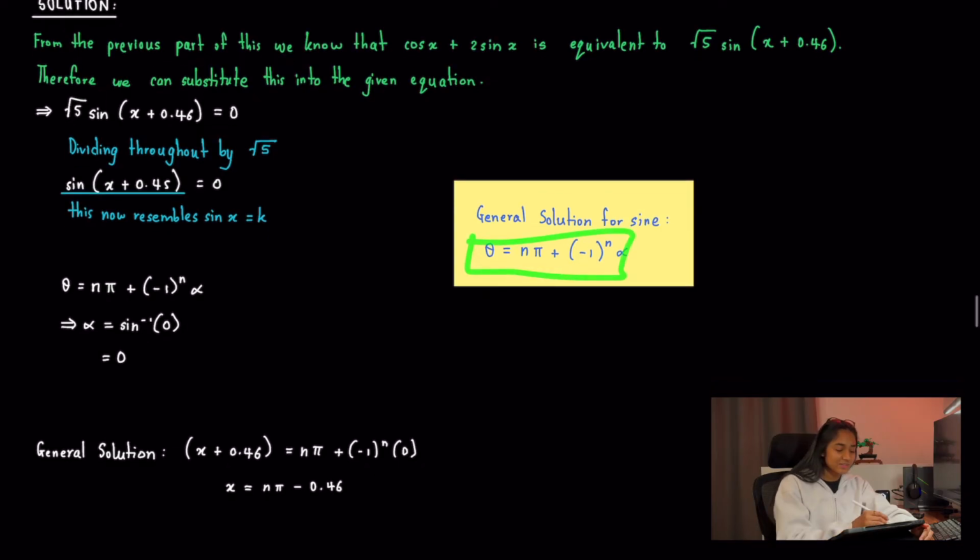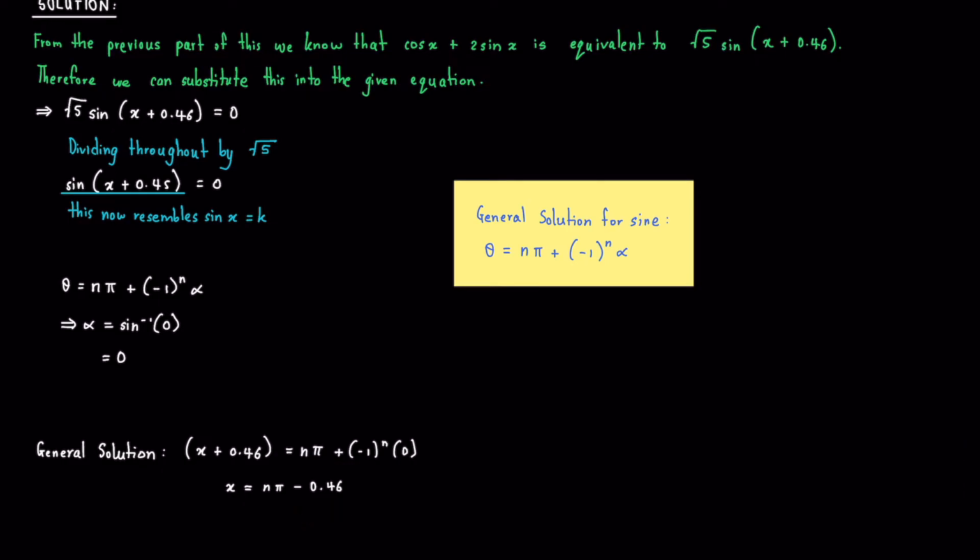Okay? So, as such, we could solve for alpha. We know that alpha in this case would be equal to 0. So we plug it in, and we already know, remember, that we're treating this as 1. Okay? And we could just put it all the way on this side now and say that x is equal to n pi minus 0.46. And that would be the solution.